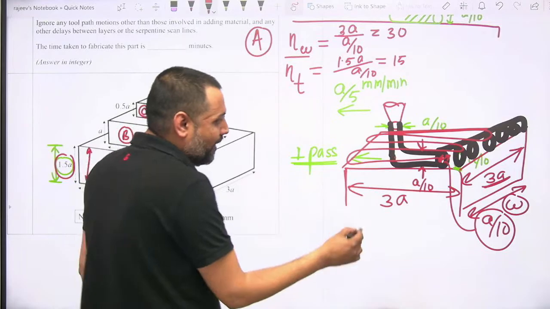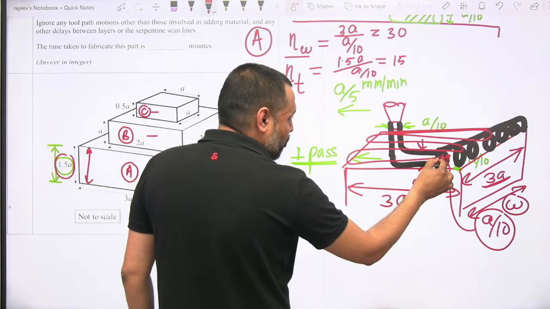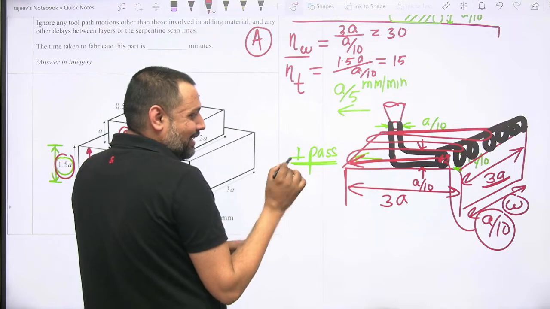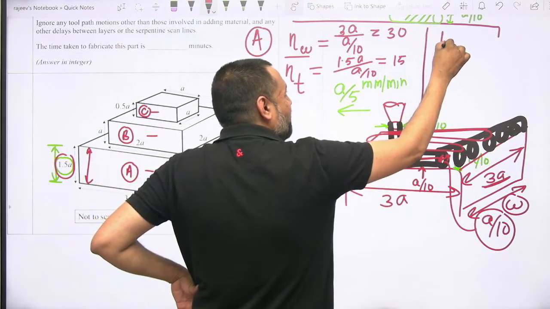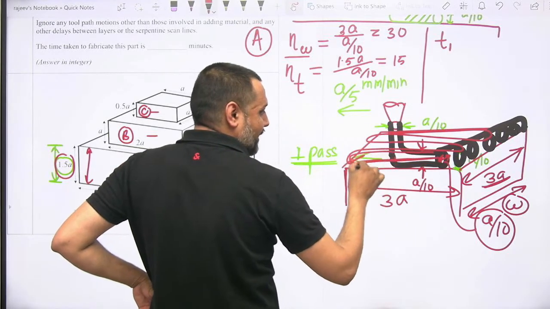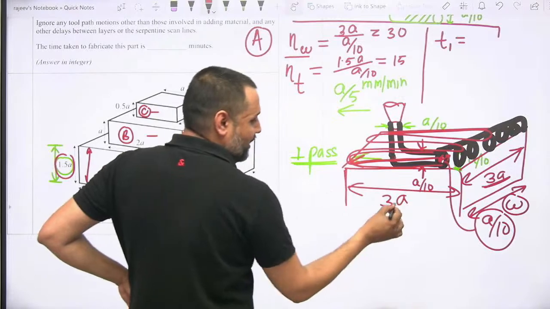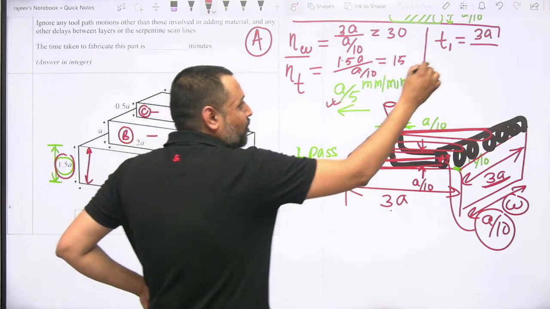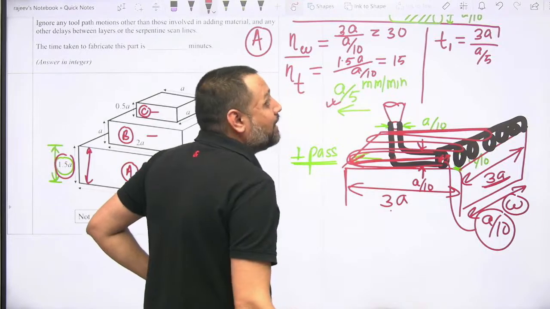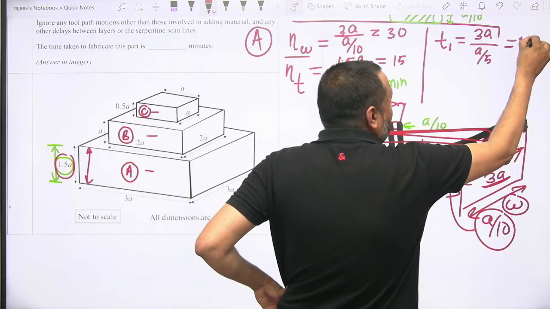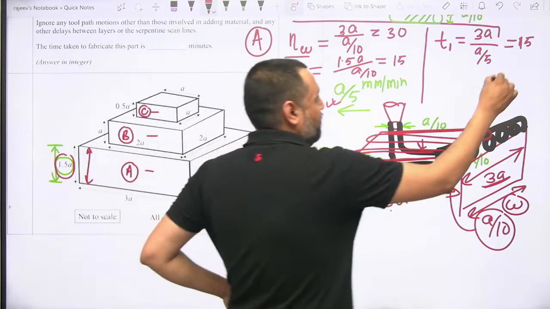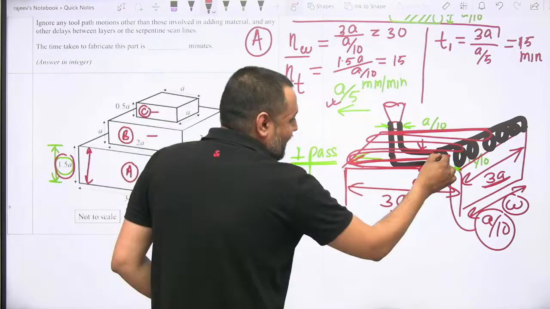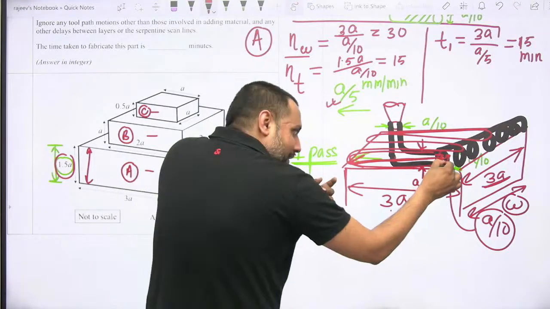Now, when this layer will be deposited, the nozzle is depositing the material, so once it does one pass, the time taken in one pass for depositing this first layer is 3A, and in this direction the speed is A by 5. So 3A divided by A by 5. That means this is 15 minutes. It will take 15 minutes, and then this one thick layer and this much will be deposited.